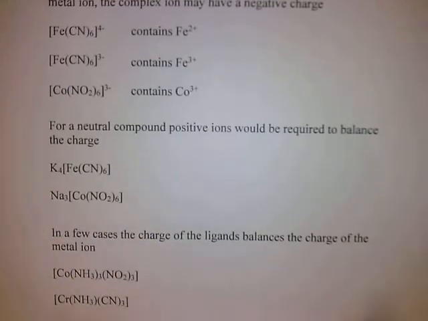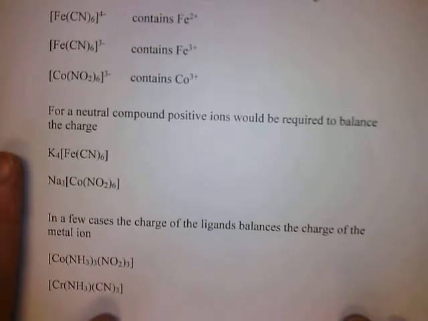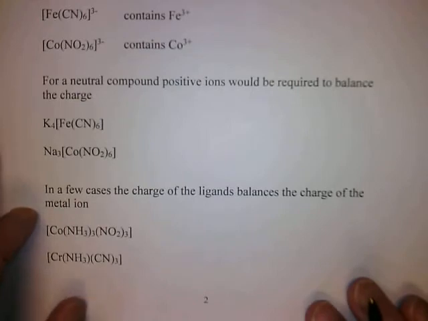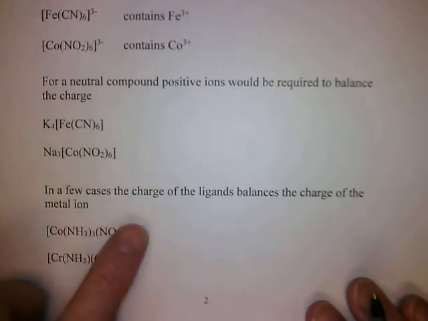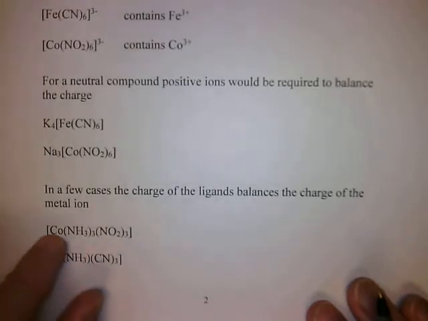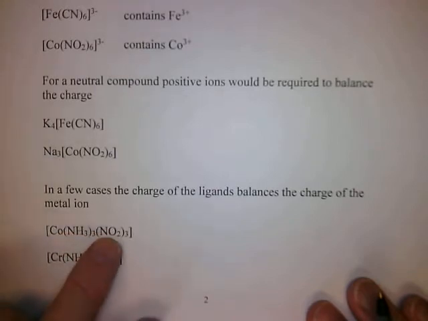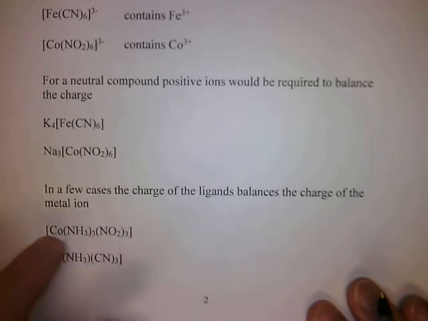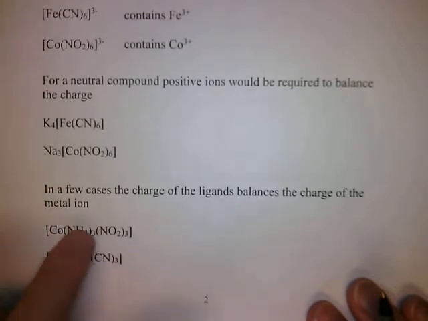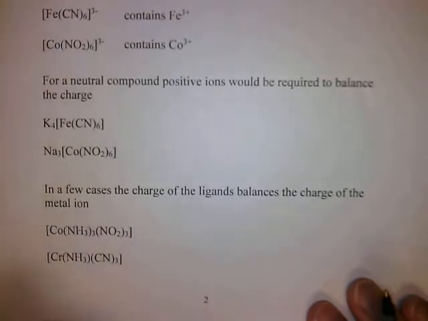Alright, so now in a few cases, the charge on the ligands will balance the charge on the metal ion, in which case it wouldn't be charged and you wouldn't have counter ions. So for example, if we had a cobalt 3 compound with 3 ammonias and 3 nitrites, ammonia is not charged, but nitrite is a -1. So if this is plus 3, this would be -3. All the charges balanced, we would not have counter ions.